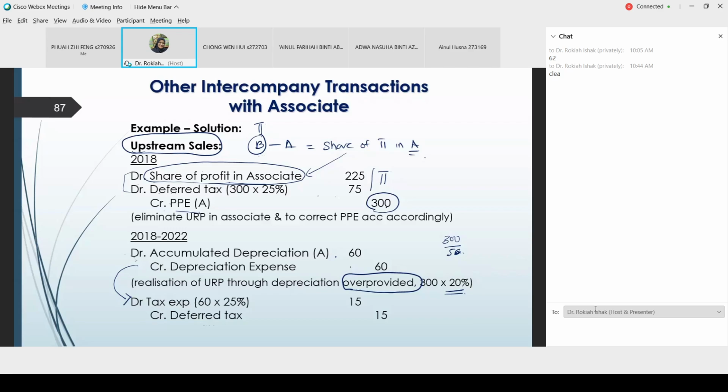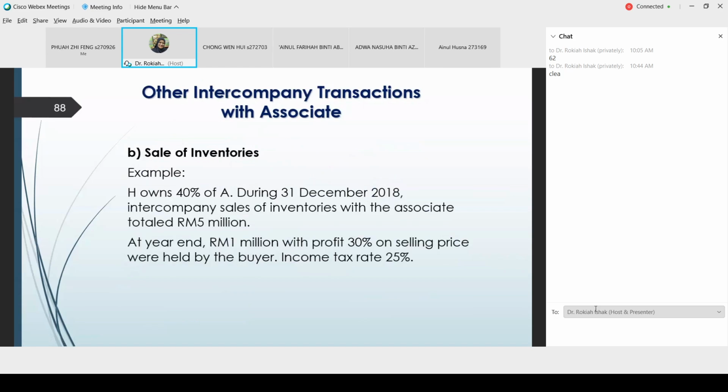For the sales of asset? Any of you have questions for the sales of asset? Okay, we have another 10 minutes. Can we just proceed? Maybe I take about 5 minutes.